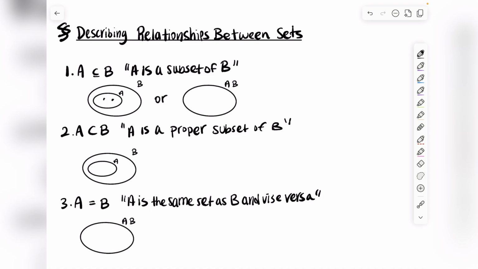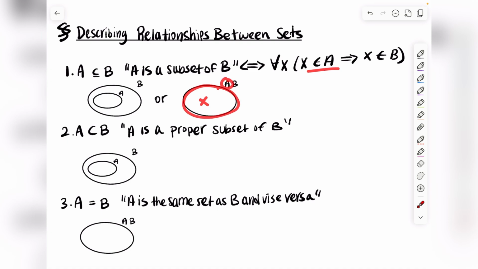We can represent these elements as X. So A is a subset of B if and only if, that's what we use for definitions, for all X, if that X is in set A, then that implies that that same X should be in set B, which also satisfies this case. If there's an X in set A, which is this one, then it should also be in set B, which is this one, and it is.